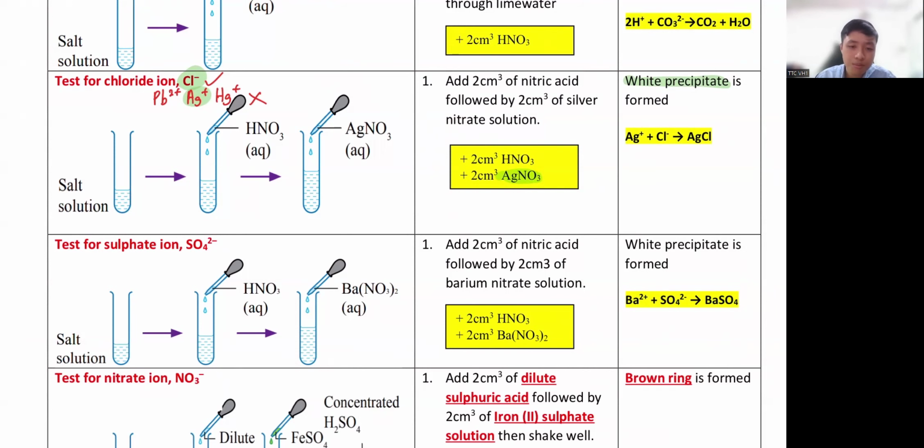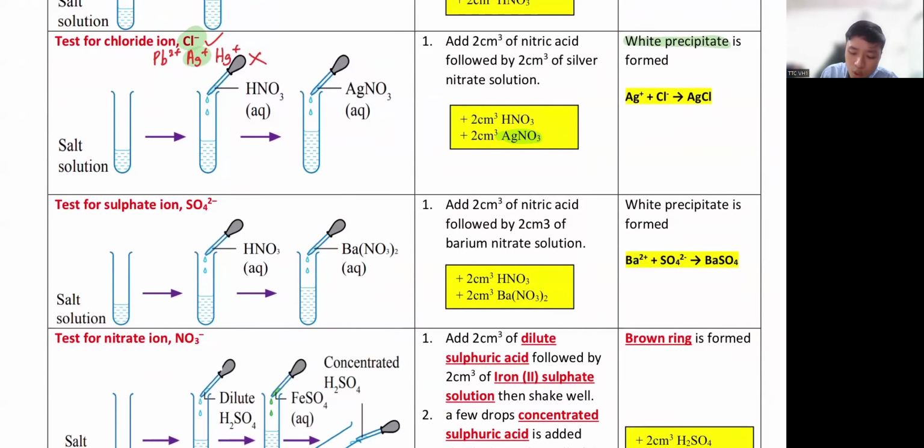The other one is SO4. SO4 is also quite similar, also applying the solubility of salts. Same thing: all are soluble. SO4 salts are all soluble except three: Pb, Ba, Ca. So for example, I use barium sulfate. Sorry, not barium sulfate, I use barium nitrate.